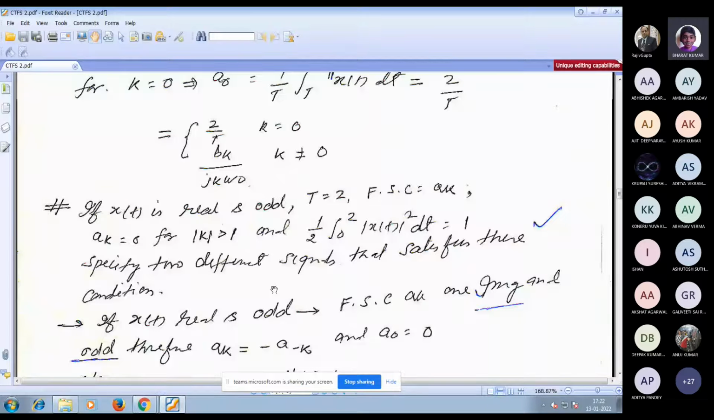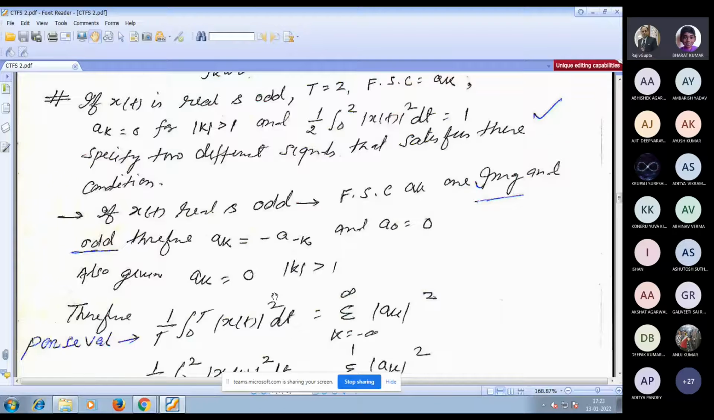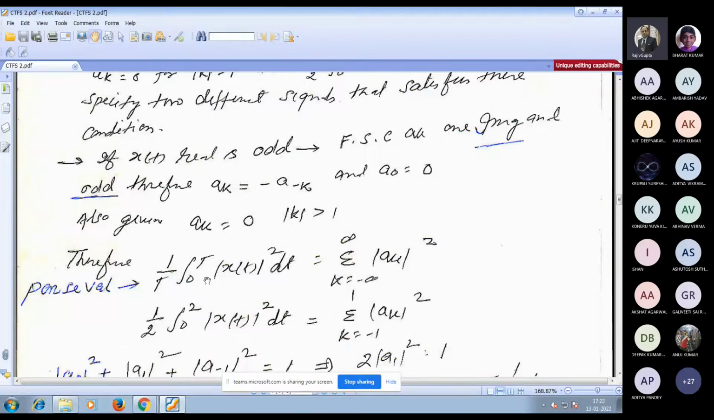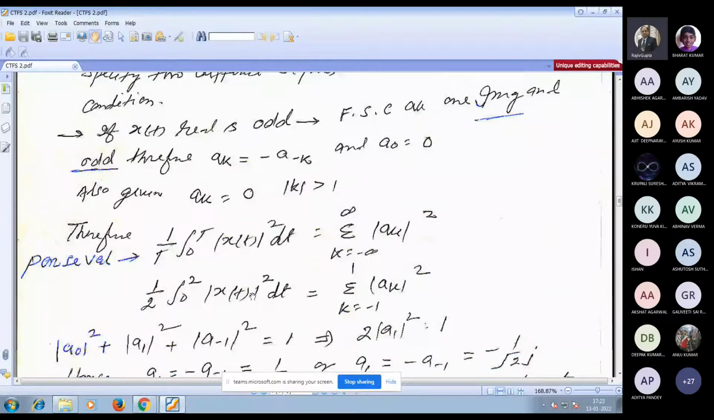3. Minus 1, 0 and 1. Yes sir. So we have a mathematical relation. For a naught it is also 0. मैंने लिख दिया है 1 by T 0 to T mod of xt square dt, this equals ak square.